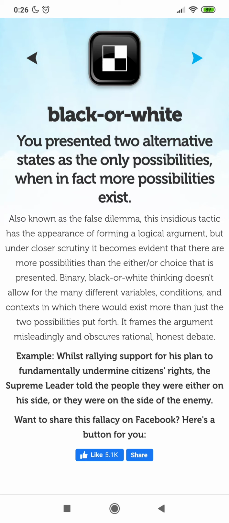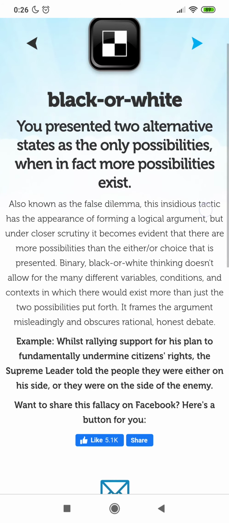Binary, black or white thinking doesn't allow for the many different variables, conditions, and contexts in which there would exist more than just the two possibilities put forth. It frames the argument misleadingly and obscures rational, honest debate. Example: whilst rallying support for his plan to fundamentally undermine citizens' rights, the supreme leader told the people that they were either on his side or they were on the side of the enemy.